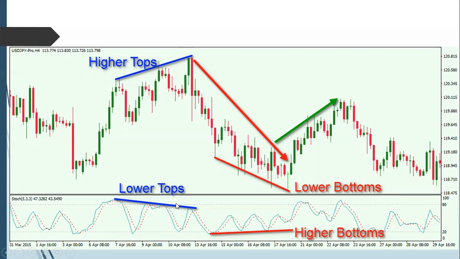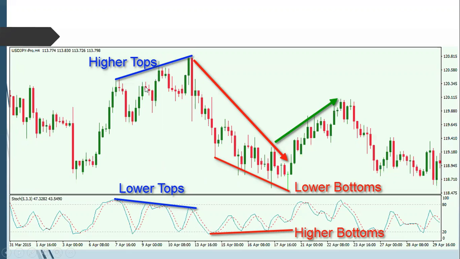One of the most important things with spotting divergence, you always have to remember: when you're looking for bearish divergence, you always have to measure the tops. If you're looking for bullish divergence, you have to measure the bottoms, right? So here we have an example where we're looking for bearish divergence, which means we're looking for an actual reversal, right?